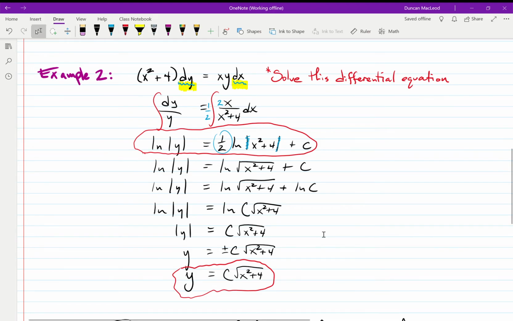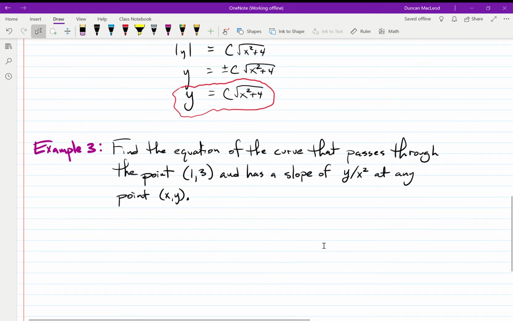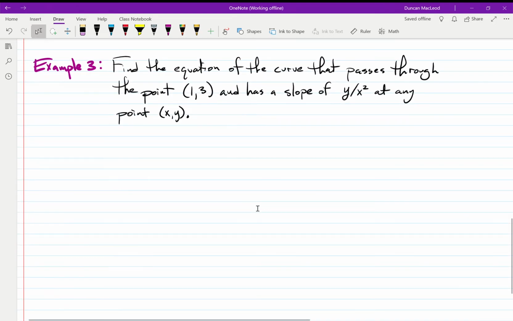Okay, last example. And the only reason I'm even doing another example is because this one feels very different, even though it's the same kind of question.